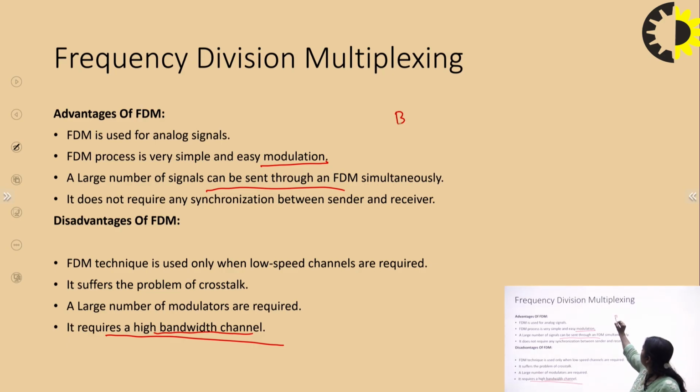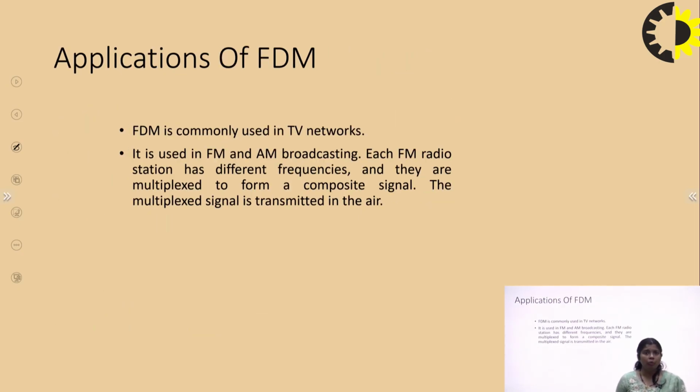Bandwidth is nothing but the highest frequency minus the lowest frequency, FH minus FL. So it requires a high bandwidth, and if there is crosstalk, then it suffers from noise. Now, generally, FDM is used for FM radio. You can listen to FM radios like 92.4 FM or 92.1 FM. These FM radios work with the use of FDM, or the frequency division technique.